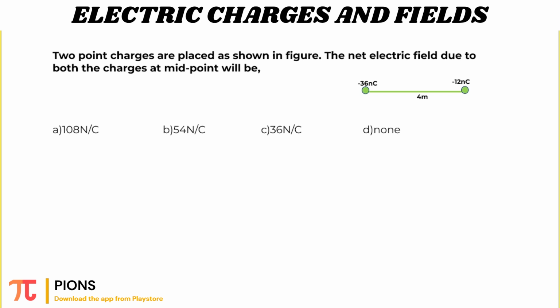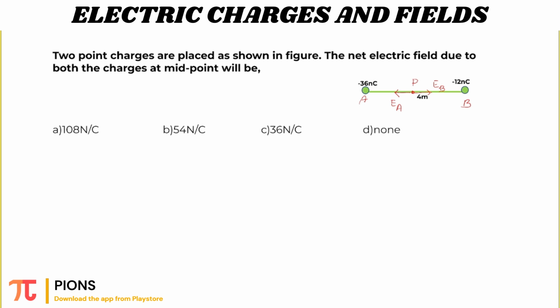Okay, so the question says 2-point charges are placed as shown in the figure. The net electric field due to both the charges at the midpoint. So midpoint, let's assume that this is our midpoint over here. And at this midpoint, let's call it as P, let's call it as A, let's call it as B. And the field due to the negative charge, minus 36 nanocoulomb, will be radially inward. And let's call it as EA. Electric field due to B will be towards the charge B, that will be EB.